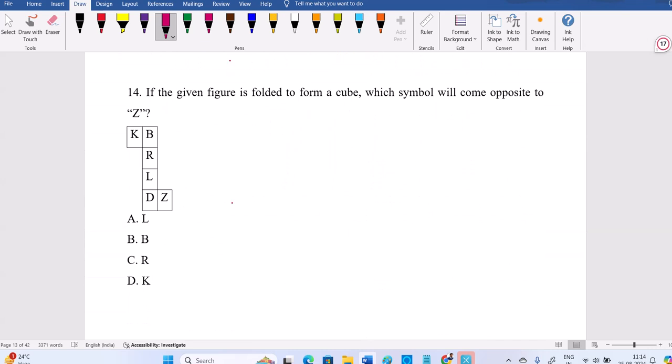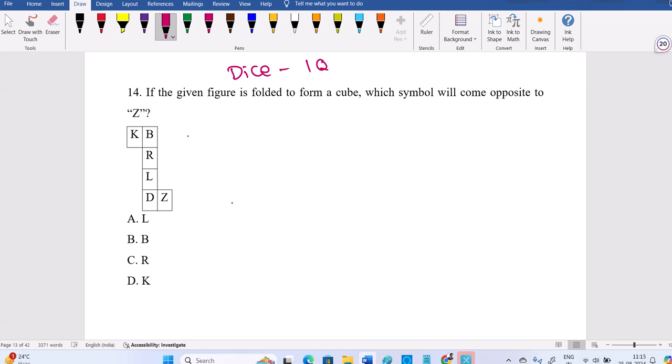And cubes and dice, we can expect one question here. Cubes and dice, one question for sure. That too an unfolded one: when you fold it, what will happen? They're asking one question related to dice. You need to prepare for dice. If the given figure is folded to form a cube, which symbol comes opposite to Z?